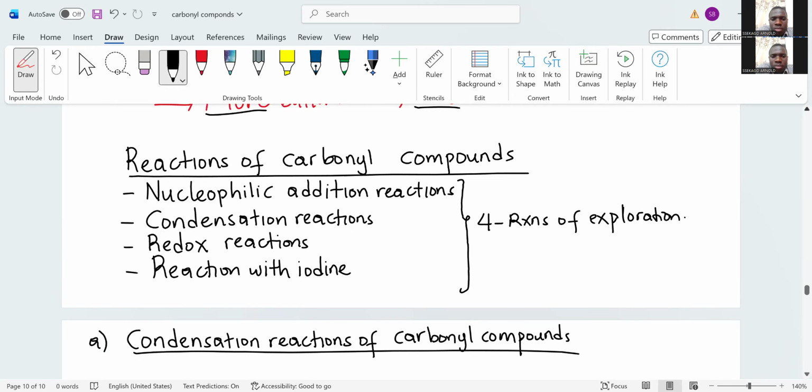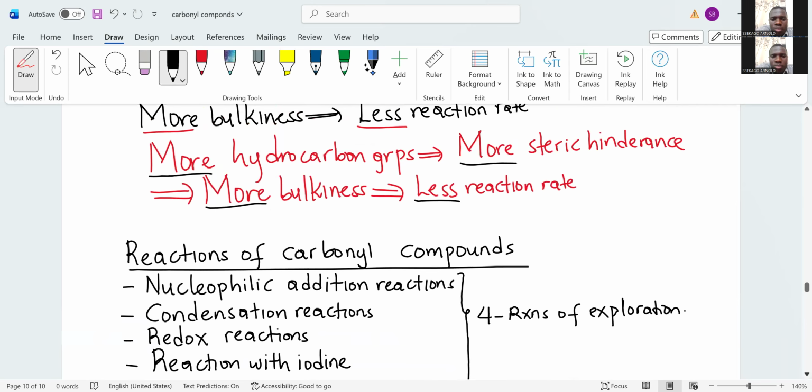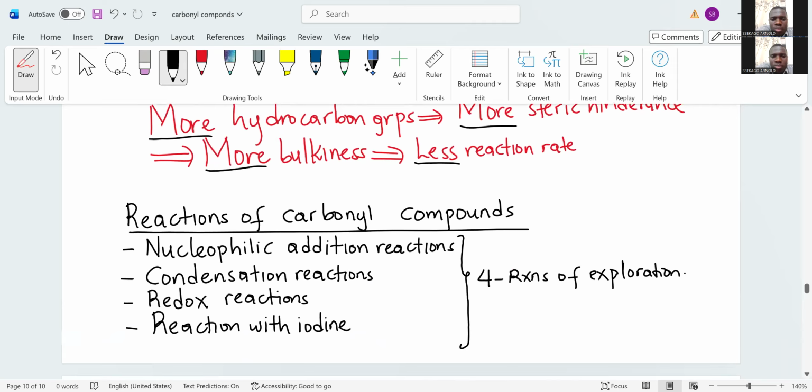Now, we are going to explore reactions of carbonyl compounds. According to the syllabus book, according to the course outline, there are 4 reactions. However, I'm not saying that this is a restriction. I am following what is on the grid, what is on the course outline. Those are the 4 reactions that are being outlined.